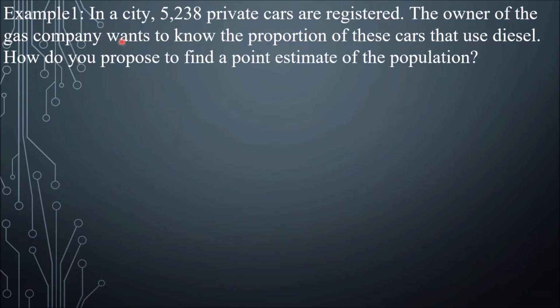Example number 1. In a city, 5,238 private cars are registered. The owner of the gas company wants to know the proportion of these cars that use diesel. How do you propose to find the point estimate of the population?